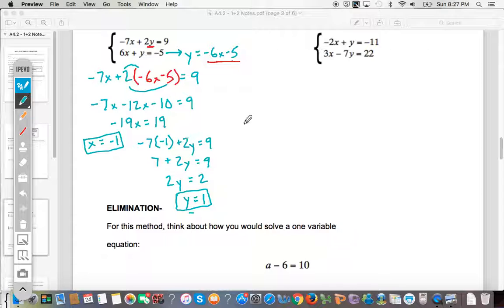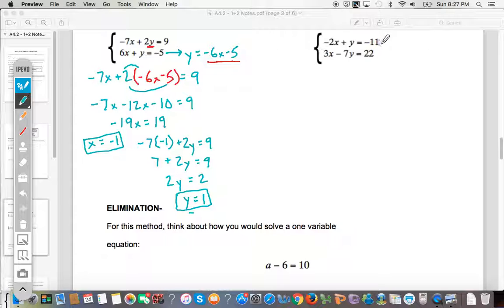Okay, so let's try this last example for now. I'm going to look at these four terms. I know I'm using substitution. -2x, I don't really want to deal with that -2. This 3 I don't really want to deal with. This -7 won't make our equation look any prettier. But this y has a coefficient of 1.